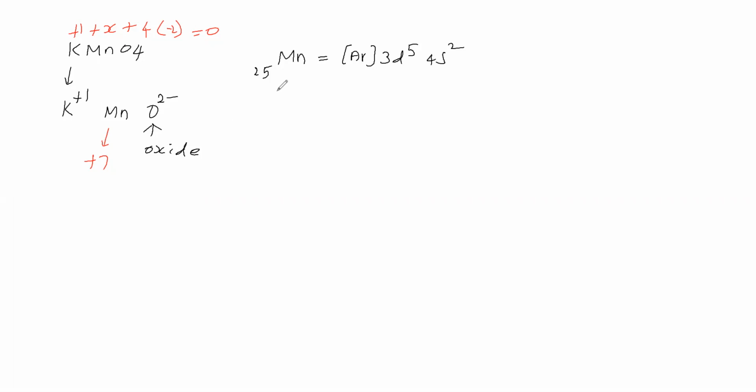Now we will convert manganese into +7. Mn7+ has the configuration argon 3d0 4s0. Why? In order to convert manganese into +7, we have to remove 7 electrons from manganese. How to remove 7 electrons? First remove 2 electrons from 4s, then remove 5 electrons from 3d. So totally 7 electrons are removed, and Mn7+ has this configuration.